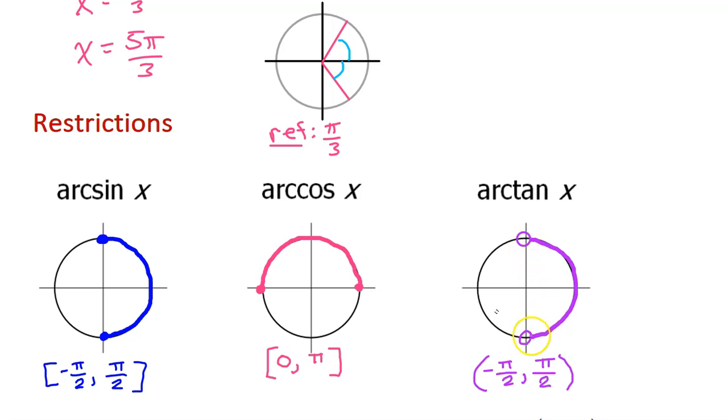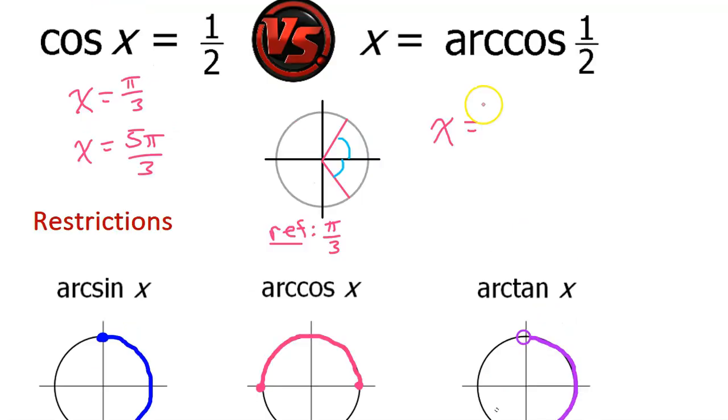Tangent is not defined at negative pi over 2 and positive pi over 2, so we had to leave those points out. So, what is the value of arc cosine 1/2? Only the solution pi over 3 falls within the restricted range of arc cosine. So that is the only answer, x equals pi over 3. I want to emphasize one more time that inverse trig functions will always have one answer, never more than that.